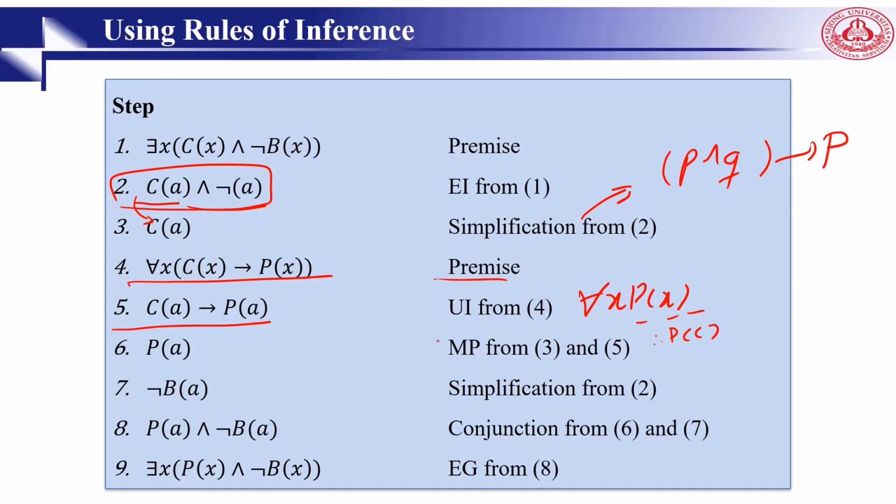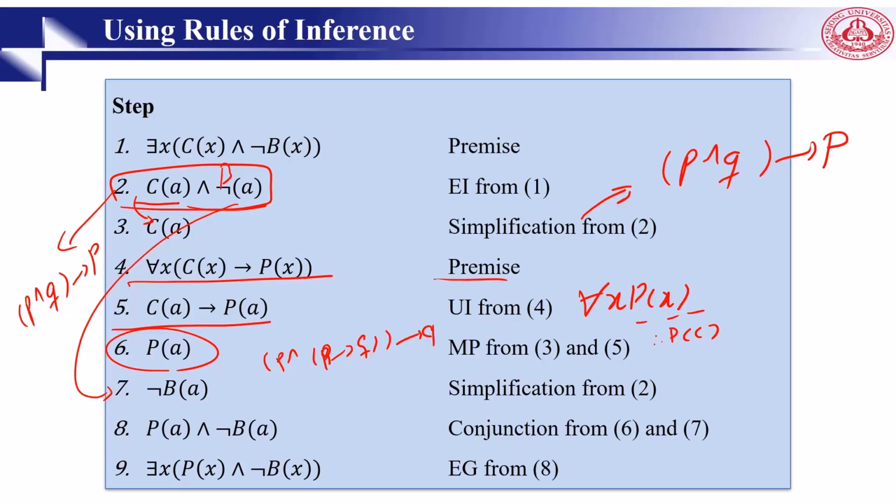How? Using MP. MP says p and p implies q, then we can conclude q, right? Then we can come to p. And if we simplify this one, simplification says what? Simplification says p and q, then p, right? So c(a) and not b(a), this should be not b, right? Not b of a. We can come to not b(a), right?